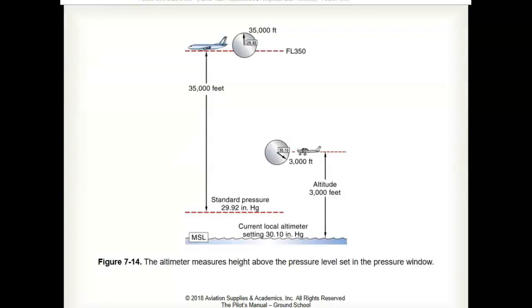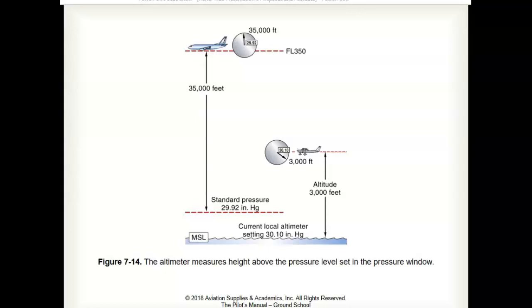Here's an illustration of the different types of altitudes. The aircraft on the left at 35,000 feet has the standard pressure set in the altimeter of 29.92 inches of mercury. So that 35,000 feet is 35,000 feet above the standard pressure datum of 29.92 inches of mercury.